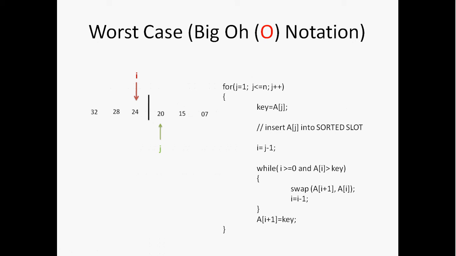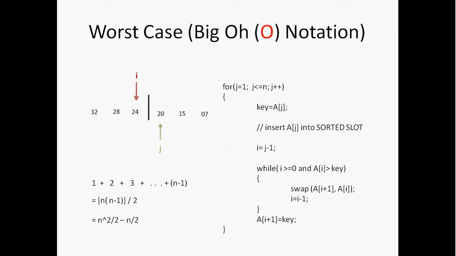So just think about it. When the stick is at the position between 32 and 28, we need to swap for one element. When it is between 28 and 24, we need to swap for a maximum of two elements. So this way we'll have 1 plus 2 plus 3 plus up to n minus 1 times for the nth element. So the summation would be n times n minus 1 divided by 2. So it would be n square by 2 minus n by 2.